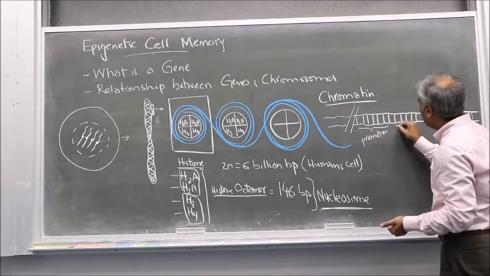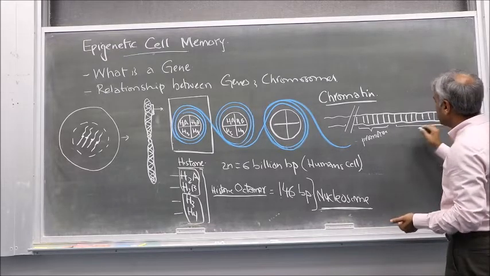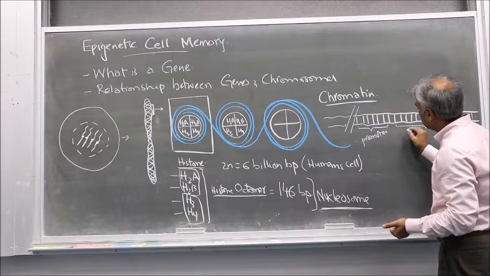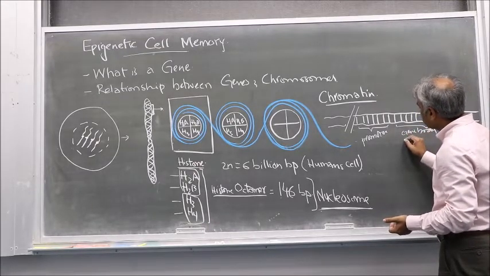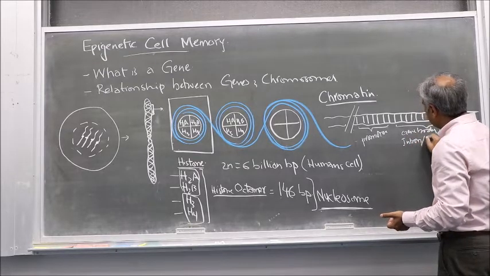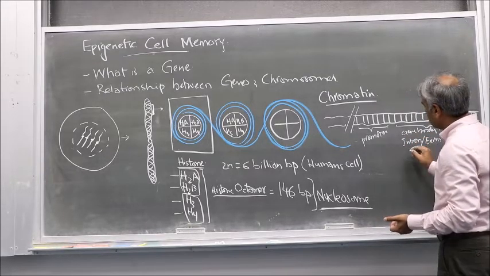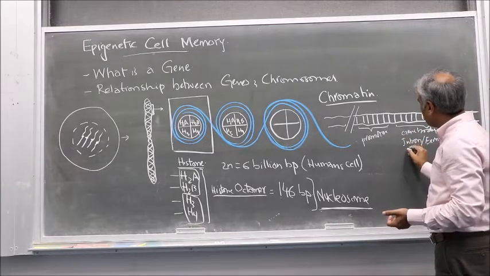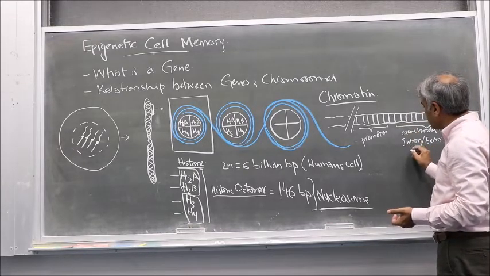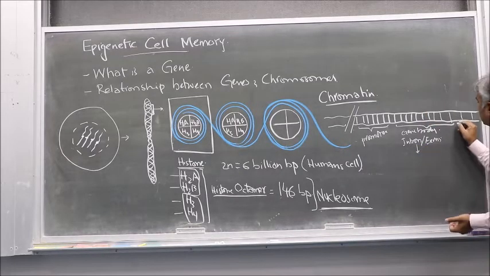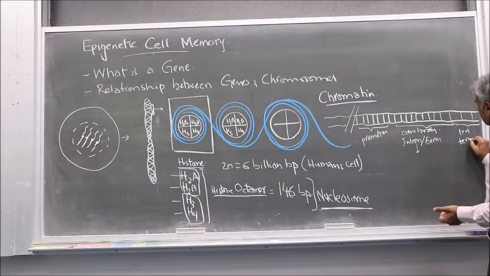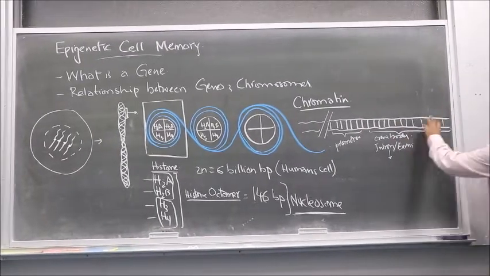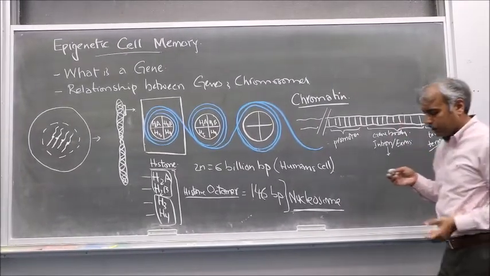Then the gene has the gene body, which contains introns, exons, etc. in eukaryotes, and this region, the gene body, is followed by transcription termination sequences, where RNA pol2, when it arrives here, falls off.